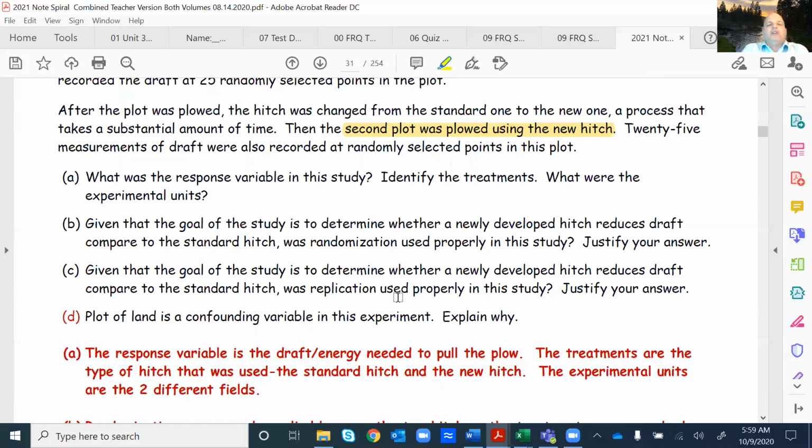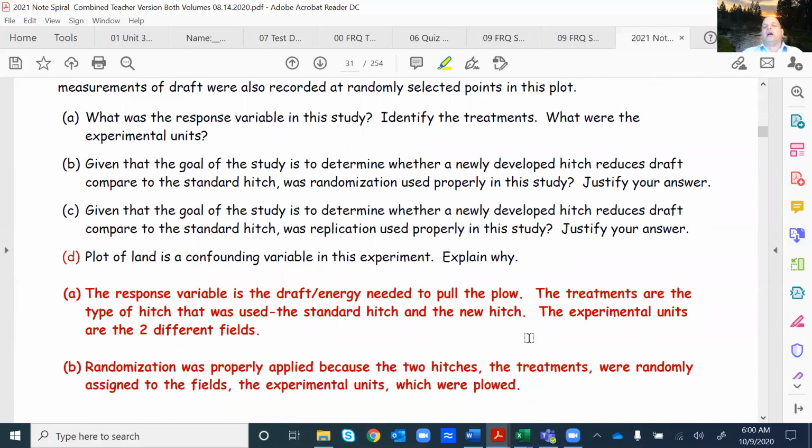Given that the goal of the study is to determine whether a newly developed hitch reduces draft compared to the standard hitch, was randomization used properly? Well, they said that they randomized. We're going to assume that they did it correctly. I don't know if they put field one, field two in a hat and drew, or whether they flipped a coin, but regardless, I'm assuming that they did it. You as an individual must always describe the randomization process. AP doesn't feel that they need to. They just tell you that it was randomly done. So because they were randomly assigned, we're going to assume that it was done correctly.